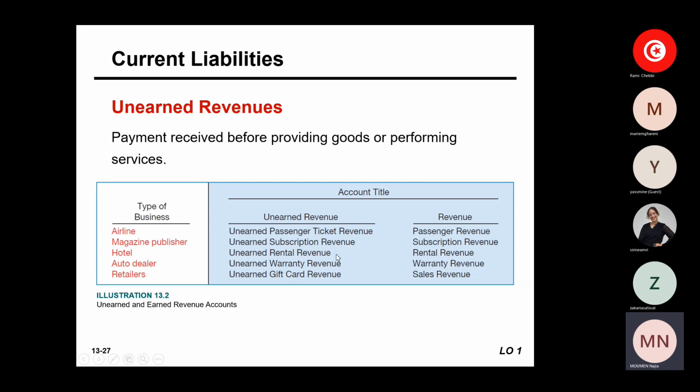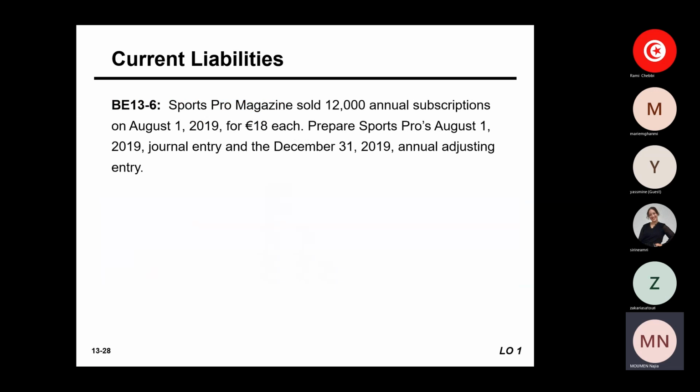The same goes for unearned rental revenues. If, for example, you provided a home or a place that will be rented by the customer, and the customer already started using this place, then it should be recorded as rental revenue. So it will be converted into revenues once the performance obligation is satisfied, once the goods are delivered or services are provided. Okay, so that's for the unearned revenues.